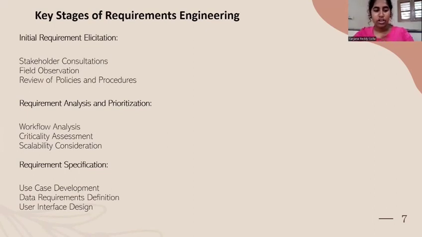Requirement specification. Then after coming here, we have use case development, data requirements definition, and user interface design. For the development of any project, you have to consider both use case development and data requirement definition. You need to know what all the requirements needed are, and a proper definition for those requirements is truly necessary. And then maintaining a good, proper interface design is the main part, and you have to make sure you're having a perfect, robust interface to perform any project.